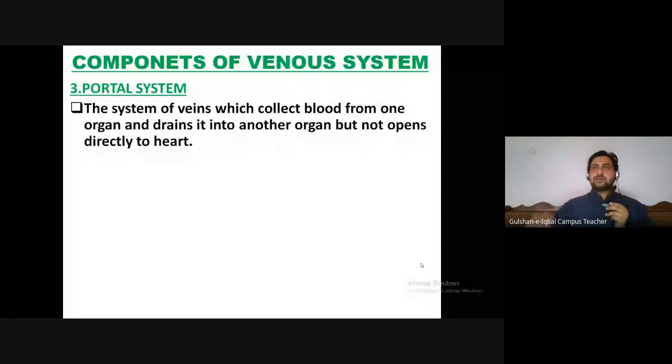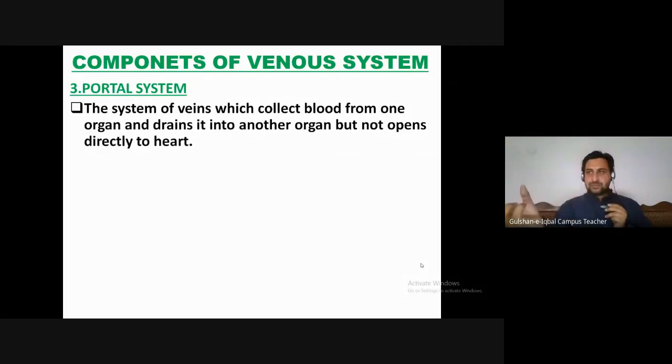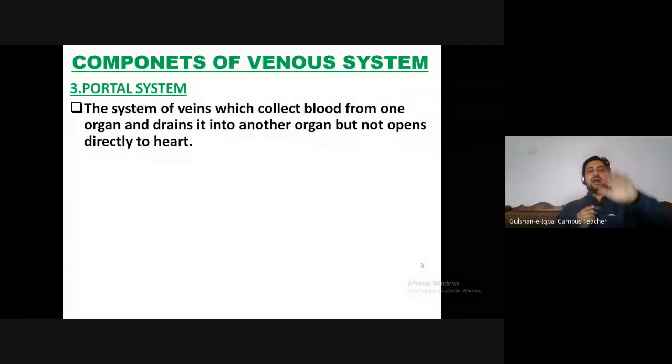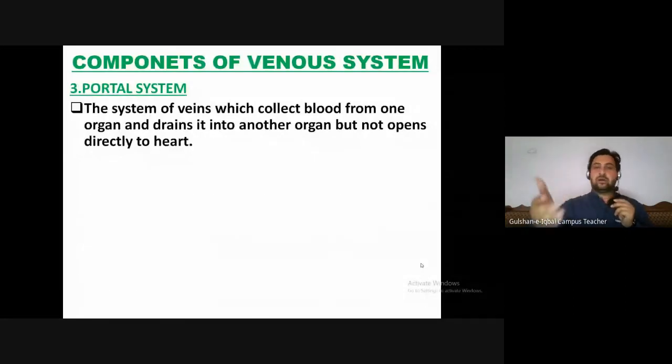In the digestive system, the blood is collected, and that blood is then brought to the liver. So from the digestive system, the blood is collected and brought to the liver, but not directly to the heart. So when the blood is collected from one region and drained to another region, but is not directly supplied to the heart, that system is known as the portal system or portal veins. Portal veins are the portal system of veins that collect blood from one organ of the body and discharge it into another organ of the body, but do not carry it directly to the heart. It goes to the heart ultimately, but indirectly. It's not going directly to the heart. So that is the portal system.